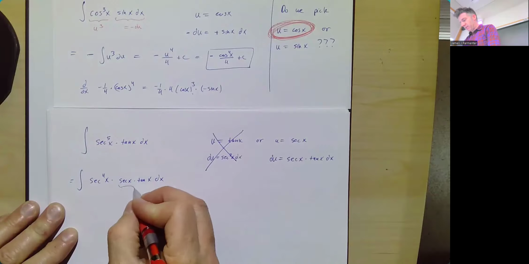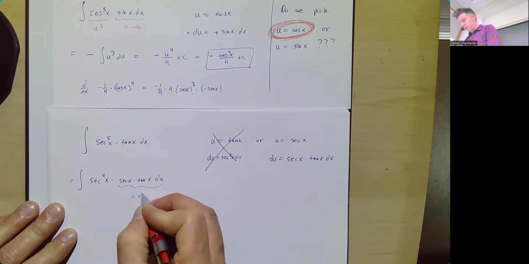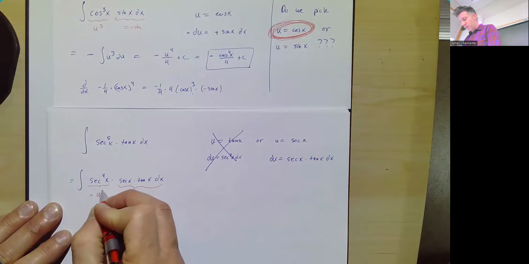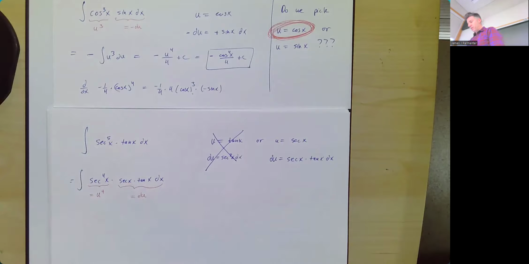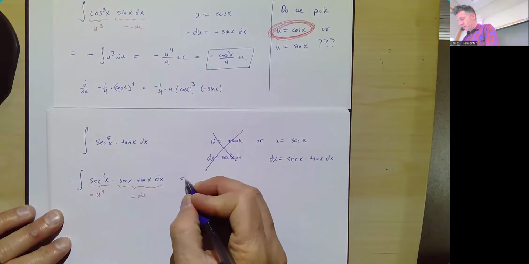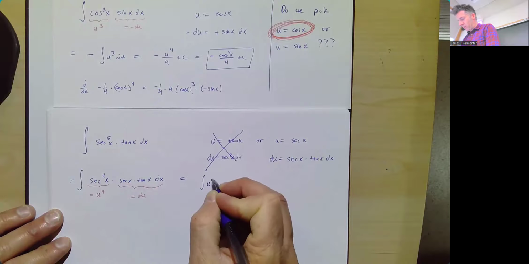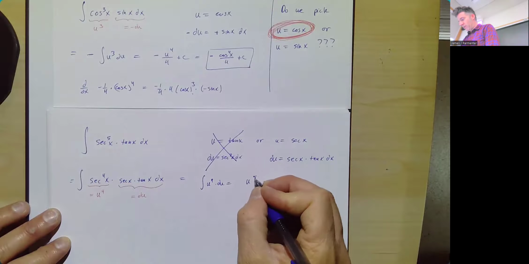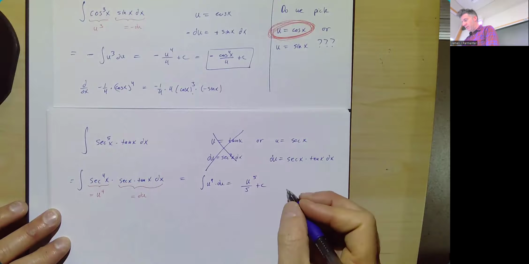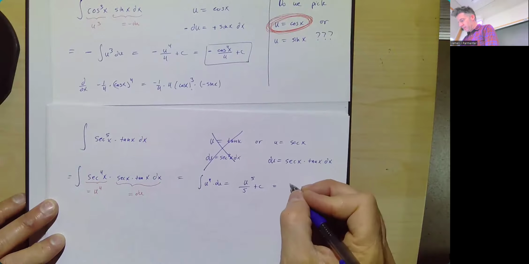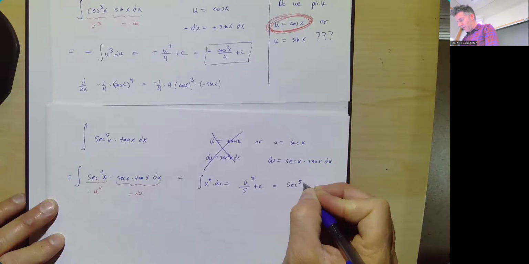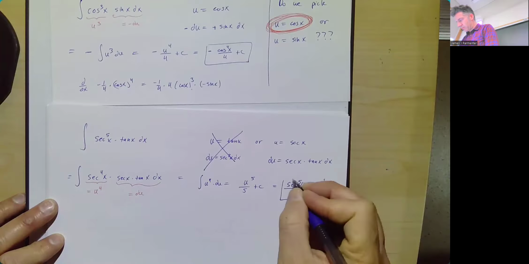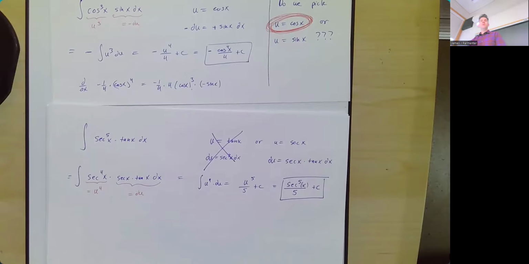This secant of x times tangent of x dx is going to equal my du, and this secant to the fourth is going to equal u to the fourth. So I can rewrite this as the integral of u to the fourth du, which is then going to be u to the 5th over 5 plus c, which is then going to be secant to the 5th of x over 5 plus c. Not too terrible.